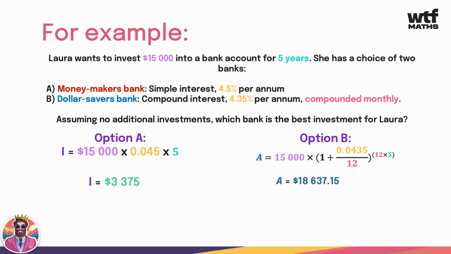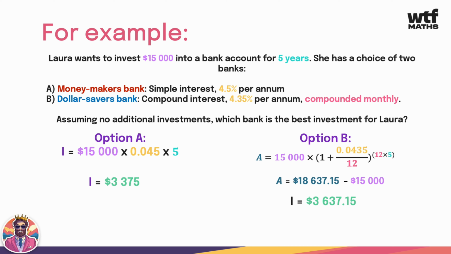So it looks like the compound interest account is significantly better than simple interest, but we have to be careful. On the left, option A is the interest. On the right, option B is showing the total amount of money in the bank account. So we should really compare interest against interest or total against total. This is not a good comparison at the moment. If we want to know how much interest we've made, we have to take off the $15,000 that we initially invested. So if we look closely, the actual interest for option B was $3,637.15.